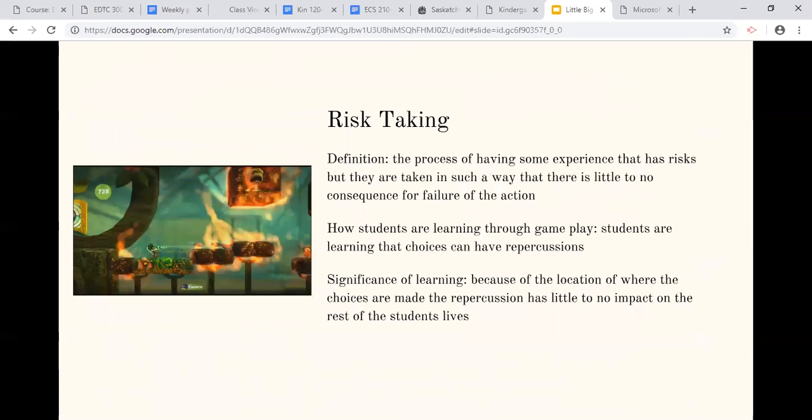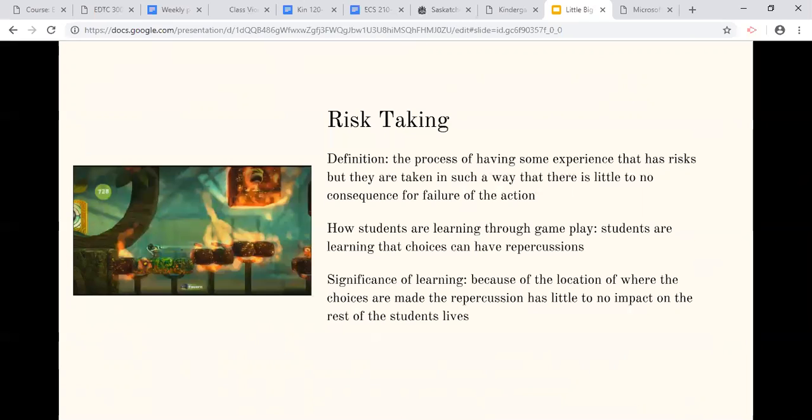Risk-taking is the next one I'm going to talk about. The definition according to Yi is the process of having some experience that has risk, but because they're taken in a video game, you don't have consequences for the actions that you take. So students are learning that choices have repercussions.